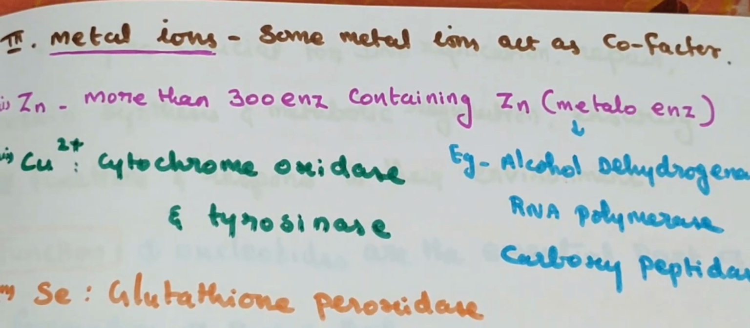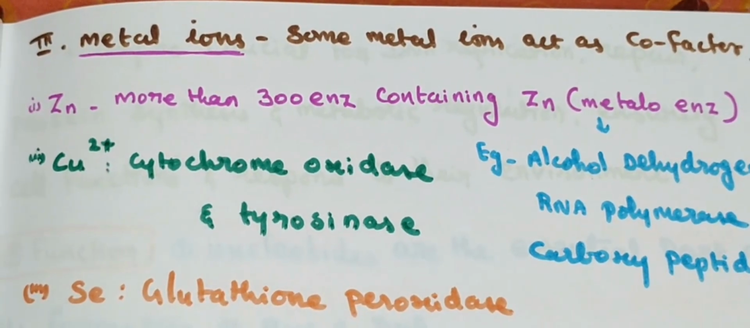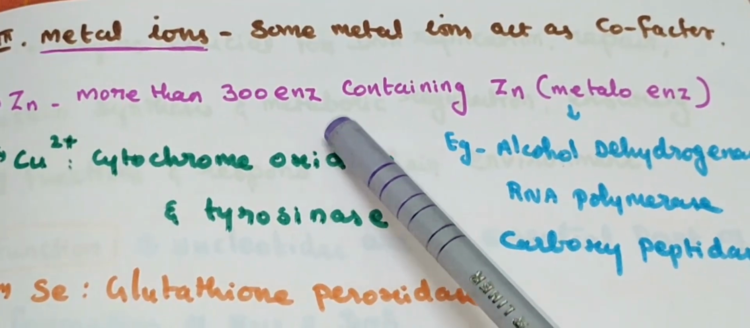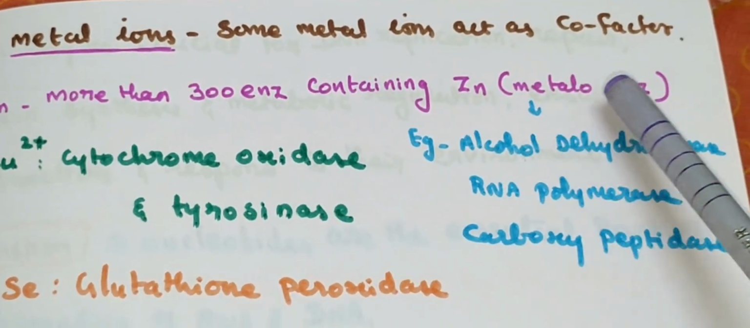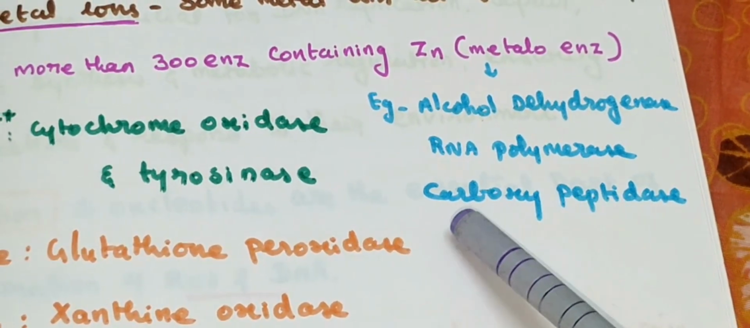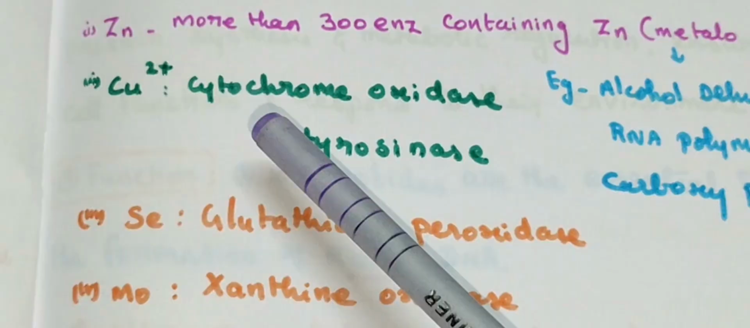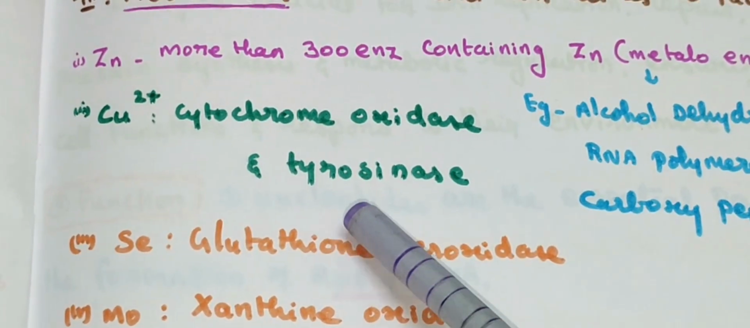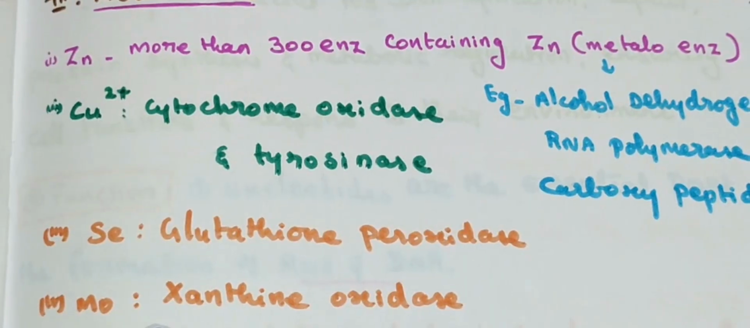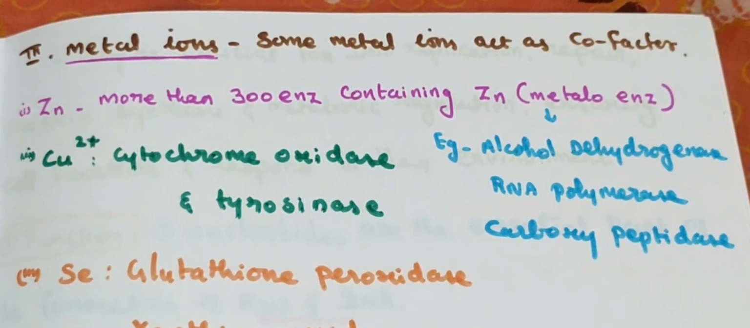The last one is metal ion. Some metal ions act as coenzyme cofactors. Example zinc: more than 300 enzymes contain zinc, called zinc metalloenzymes. Examples are alcohol dehydrogenase, RNA polymerase and carboxypeptidase. Then copper: cytochrome oxidase and tyrosinase. Then selenium: glutathione peroxidase. Then molybdenum: xanthine oxidase.